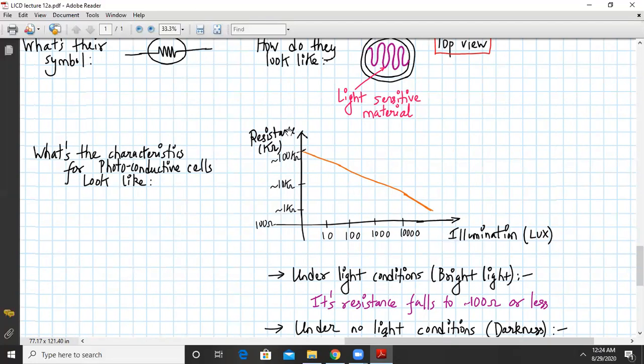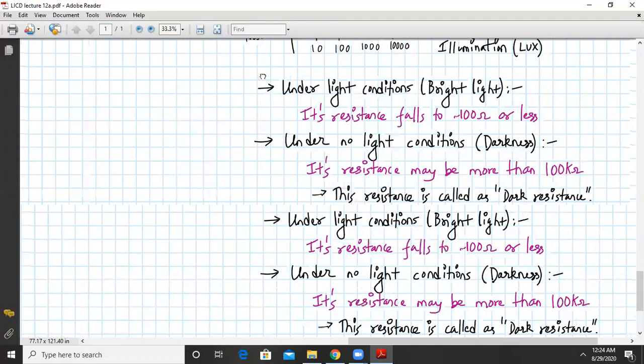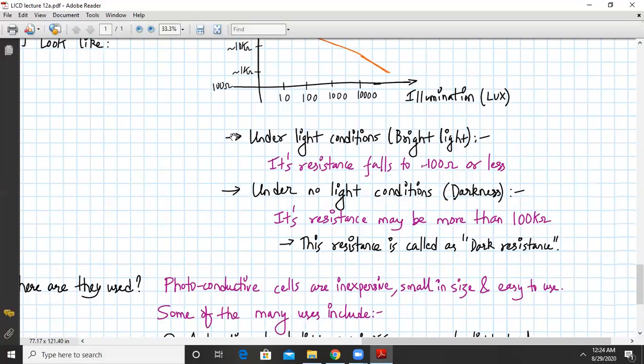Under no light condition, the resistance offered by the LDR is very high, and when the light is shining brightly, the luminance keeps increasing. So that's what is written over here. Under bright light, the resistance falls to a very low value, and under no light condition, that is darkness, its resistance may be more than 100 kilo ohms.